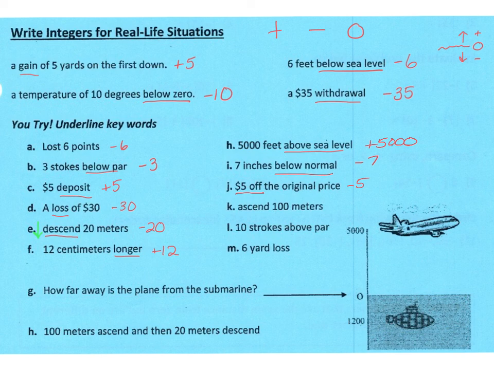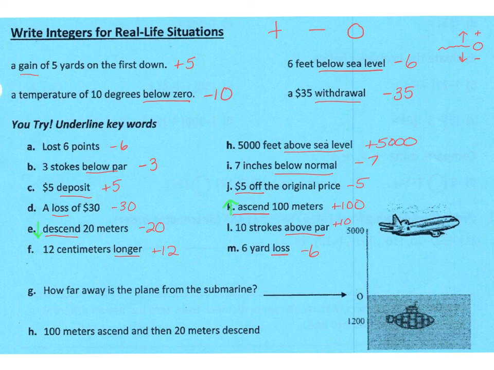Here's the opposite of descend, ascend. And ascend, instead of going down, means you're going up. So I'm going to draw an arrow going up. And in a plane, if we were ascending, that means we would be climbing. We would be going into the air, ascending, going up 100 meters. So that would be a +100. 10 strokes above par. So above means we're going +10, which is not good. And then a 6-yard loss. If a football team loses 6 yards, it's a -6 to represent that.